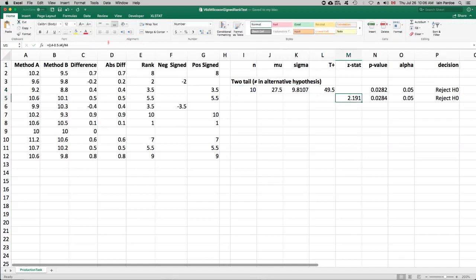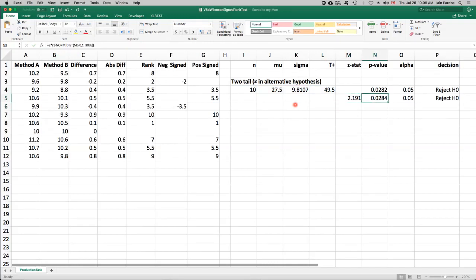And then the test statistic will be the 49.5 with a continuity correction applied. Because we're in the right tail here, 49.5 is bigger than 27.5, the continuity correction means subtracting 0.5 up here. Then we subtract the mean and divide by the standard deviation. That gives us a test statistic of 2.191.